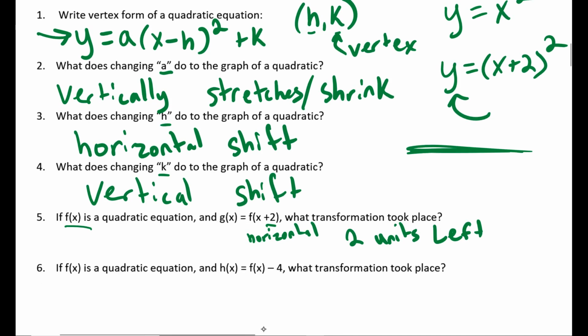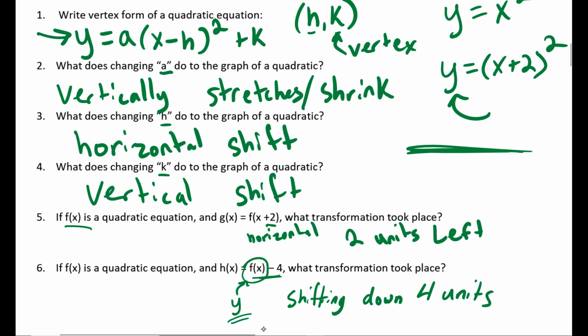For number 6, a very similar problem, but notice that the change is now outside the parentheses. So it's like we take all of our f of x values and we're subtracting 4 from them. Remember that when we're graphing, these f of x values also represent y values. So it's like I'm taking 4 away from all my y values, or shifting down 4 units. So it's a vertical change now because it's outside the parentheses. It's not affecting the x values anymore. It's affecting the y values.